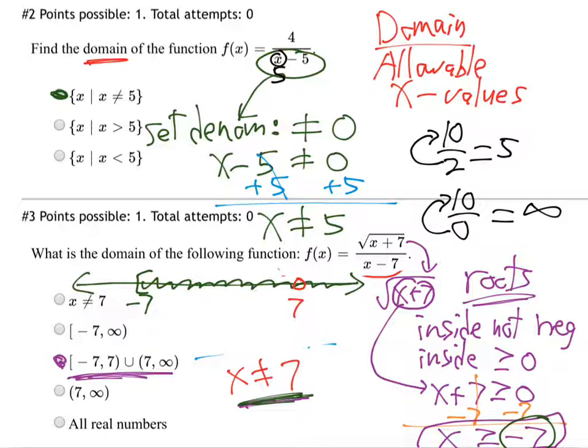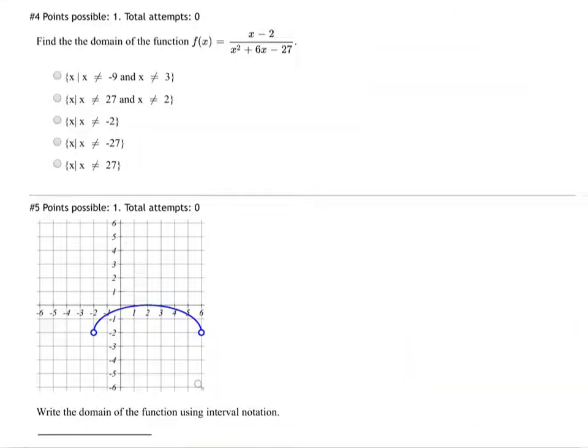So how do you skip positive 7? You can put a hole there, but another way is to put parentheses. Because remember, parentheses don't include the number. You're just around it. So there's the answer. It's all the numbers between negative 7 and positive 7 united with all the numbers from 7 to infinity. Do you see that? Is actually correct. That says everything negative 7 or bigger skipping positive 7. It isn't going to come up a lot. All right, let's move on.